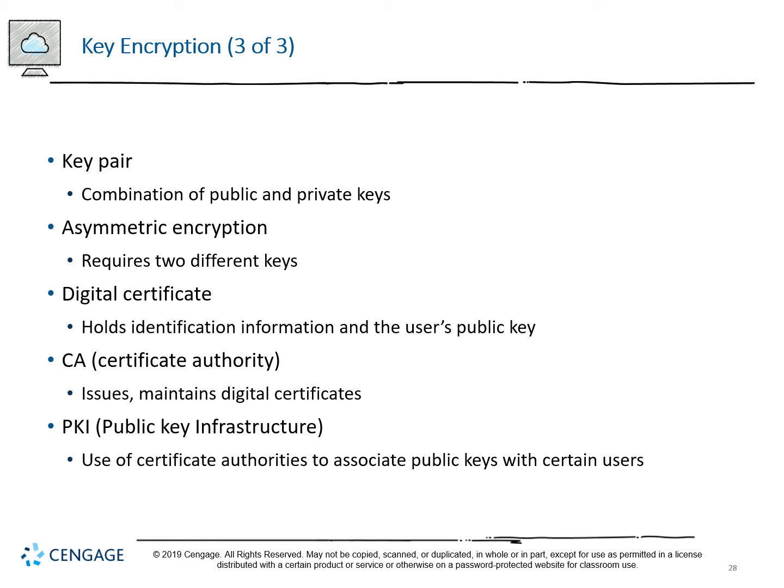And in order to find information about the user's public key as well as some identification information, we use what's called a digital certificate. The digital certificate is issued and maintained by what's called a certificate authority, which is a trusted company that will find different ways to verify a particular user, to vouch for them that they are who they say they are. So they provide a figure of integrity by which we can rely upon a particular digital certificate. PKI, or public key infrastructure, is the use of certificate authorities to associate public keys with certain users.